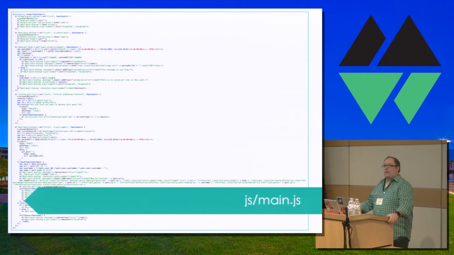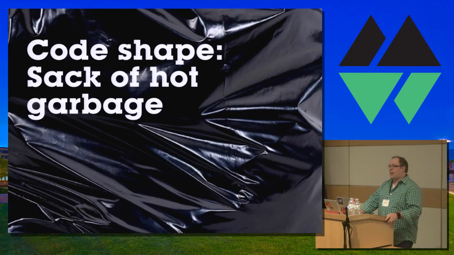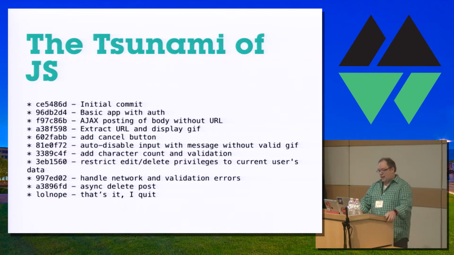Sandy Metz, who's like one of my favorite people on the planet, talks about code shape as an indicator of code quality. This code has a shape. That shape is a sack of hot garbage. Like on the streets of Manhattan in summertime, where it's dripping like a brown liquid. It's unidentifiable. So here we are, a total tsunami of entangled jQuery code.